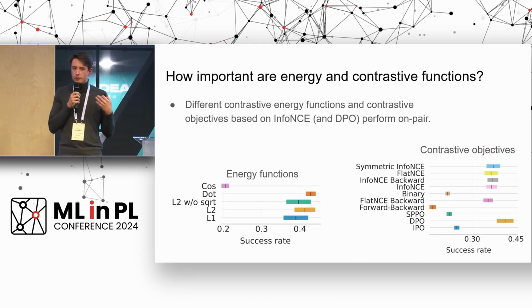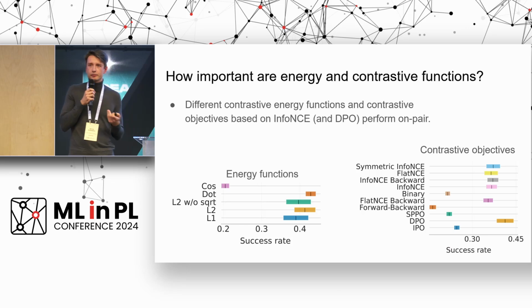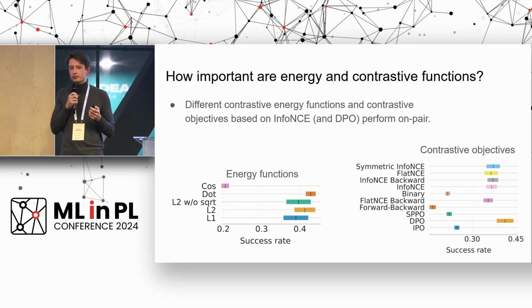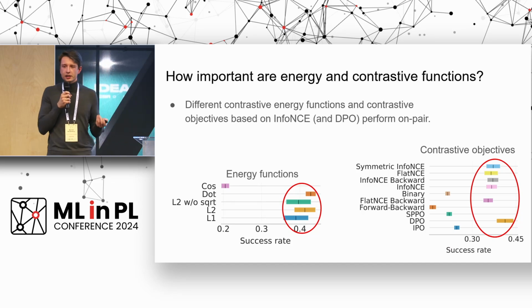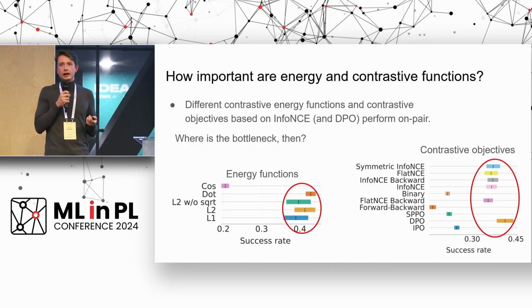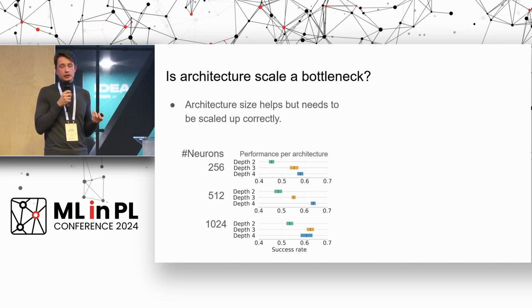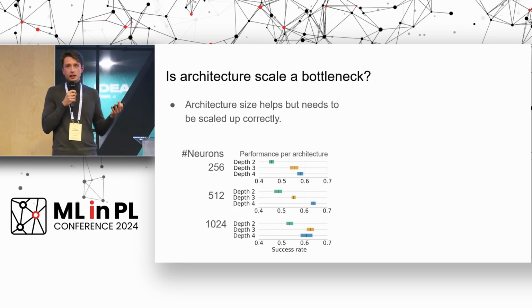So we dove deeper into which combinations of contrastive objectives and energy functions work. What we found out is that in general, there are some that don't work at all and are pretty bad, but also there are some that work pretty much the same. So it also pointed us to the direction that perhaps there is something else which is a bottleneck right now. And the bottleneck seems to be the architecture scale. So we were improving and scaling up the architecture of the contrastive RL agent.